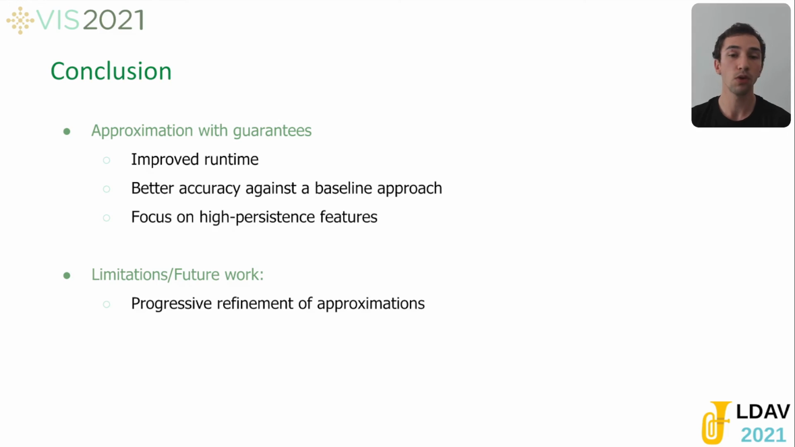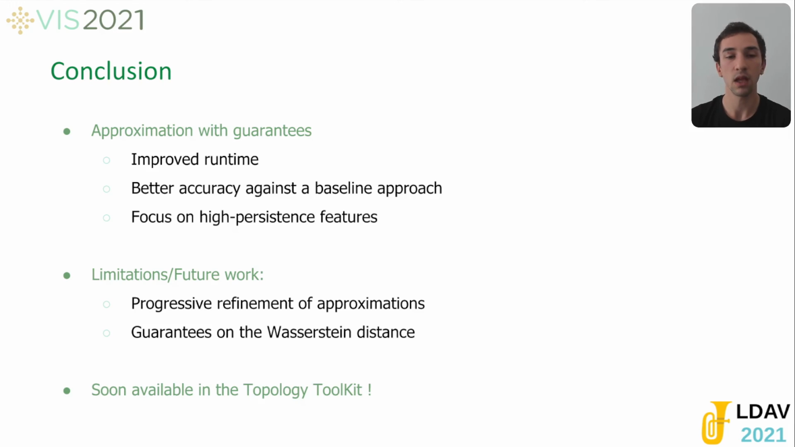And in the future, we would like to find ways to resume the computation where the accuracy of an approximation needs to be increased without recomputing it from scratch. Moreover, it could be interesting to try and provide guarantees in terms of the Wasserstein distance, which is more useful in practice than the simple bottleneck distance. And finally, all this work will soon be integrated in the topology toolkit, so you will be able to compute approximations of persistence diagrams in TTK very soon.